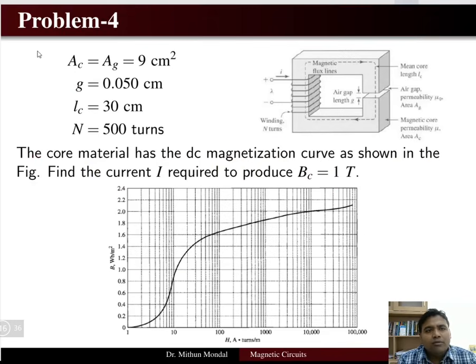So let us see problem number 4. Problem number 4 is again the same thing.